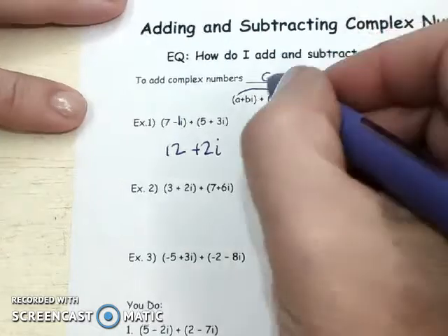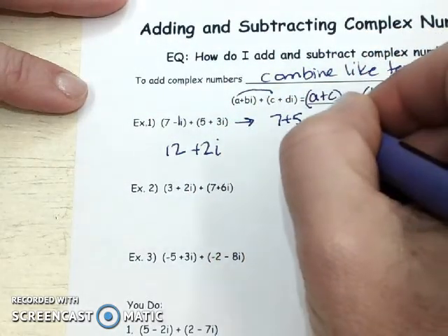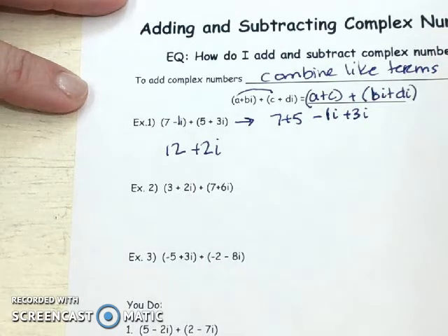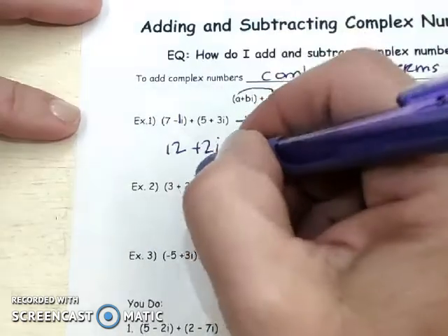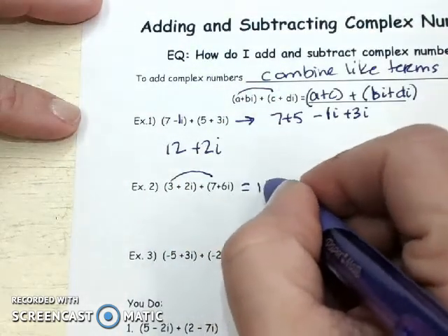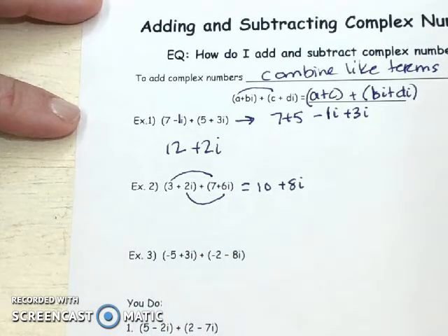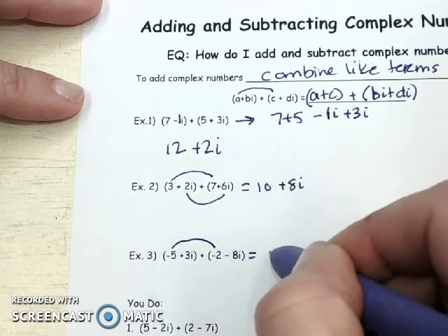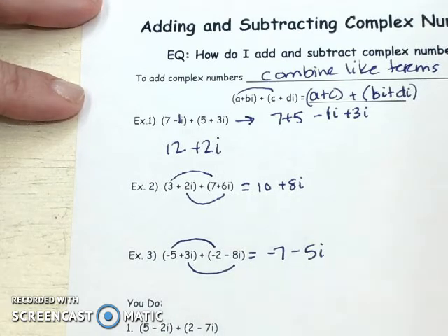If you want to see that broken down, here's what I did. I put the 7 and the 5 together. I put the negative 1i and the positive 3i together. That's it. That's all there is to it. Put the real parts together. 3 plus 7 gives me 10. 2i plus 6i gives me 8i. Put the real parts together. Negative 5 and negative 2 gives me negative 7. 3i minus 8i gives me negative 5i. That's it. All there is to it.